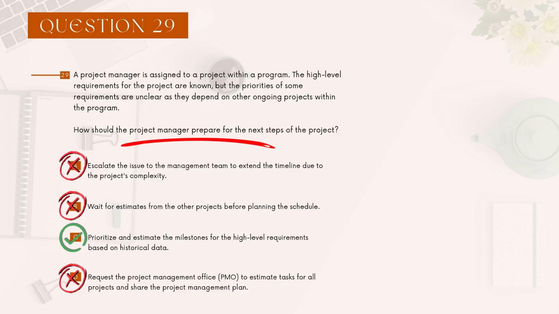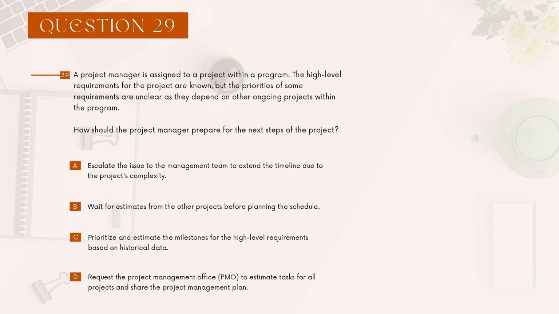But now you're wondering, hey, Mohammed, they don't even say anything about historical data, that there's been a past project and this and that. Yes, I know. And these questions, again, are not exactly what you will see on the exam, but they're close. On your exam, you will see something like prioritize and estimate the milestones for high-level requirements. That's it. Not based on historical data, unless that was mentioned in the question, or based on a past project, unless that was mentioned in the question, meaning that the question stipulates that there's been a past project that's been done. Okay? But C is a good answer. We get to C because we eliminate the rest of the answers. Right? Awesome. Let us move on to question 30.